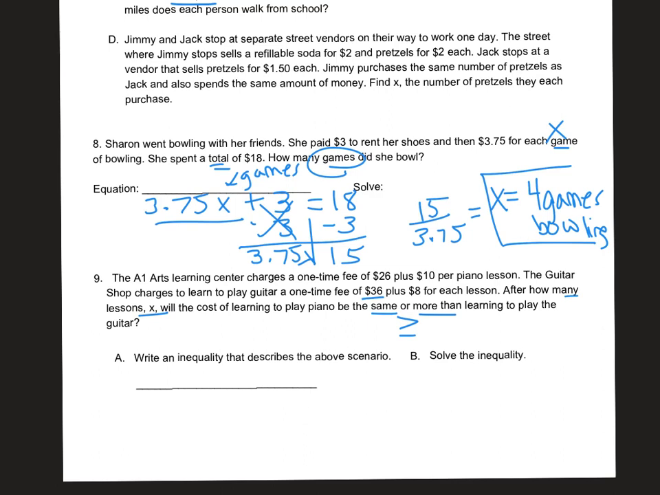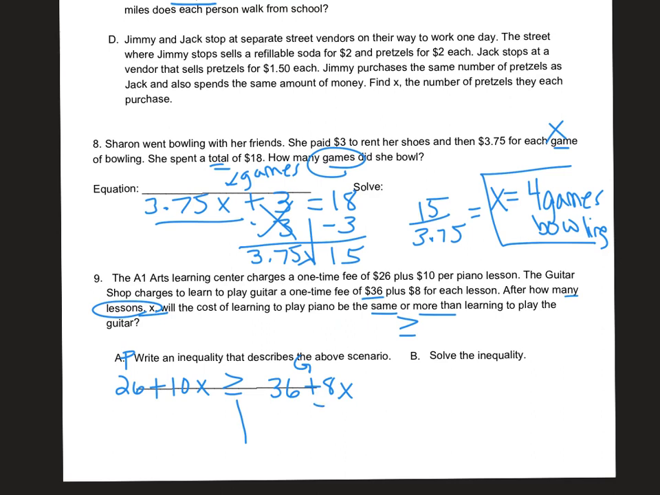So I'm comparing the piano, right? That's always important. I'm looking at piano. So my piano expression is 26 plus $10 a lesson, because lessons is my X. The guitar is $36 plus $8 per lesson. So I want to know after how many lessons the cost of learning to play the piano will be greater than or equal to that. So once again, you solve an inequality exactly like you do an equation.